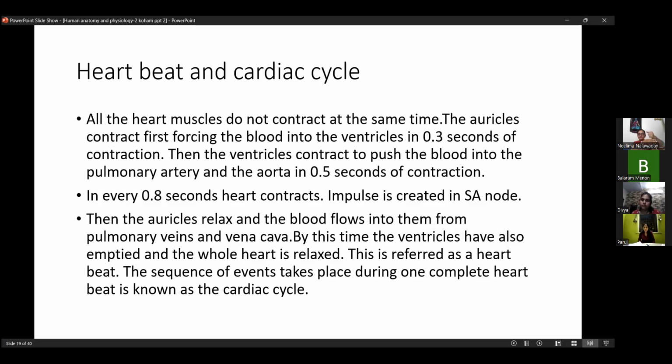And this is referred as heartbeat. Lup, dup. Lup, dup. That is the sound. So this is referred as heartbeat. And the sequence of events that takes place during one complete heartbeat is known as cardiac cycle.